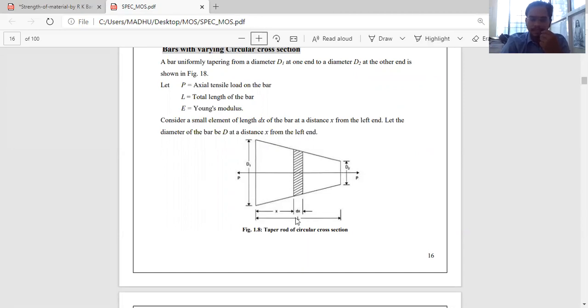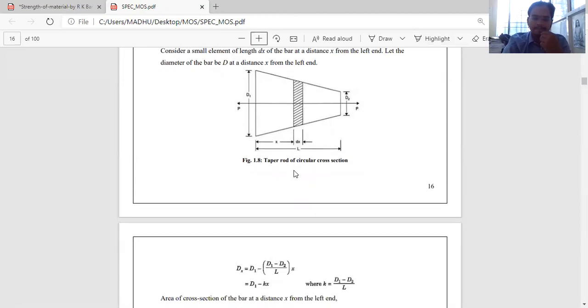Now let us consider a small element of length dx of the bar at a distance x away from this base. Let the diameter of the bar at this distance x be capital D, and the differential length is dx, measured from the left. That is what is considered.